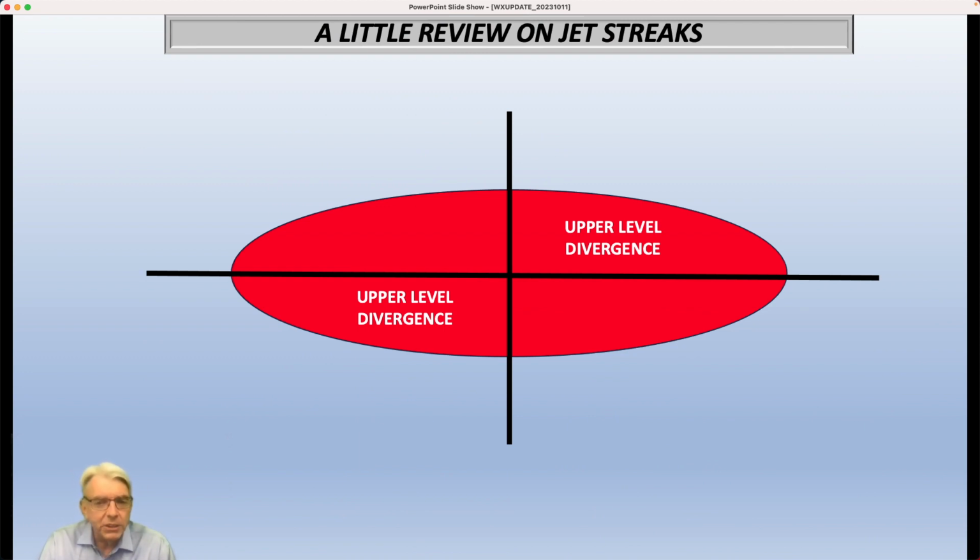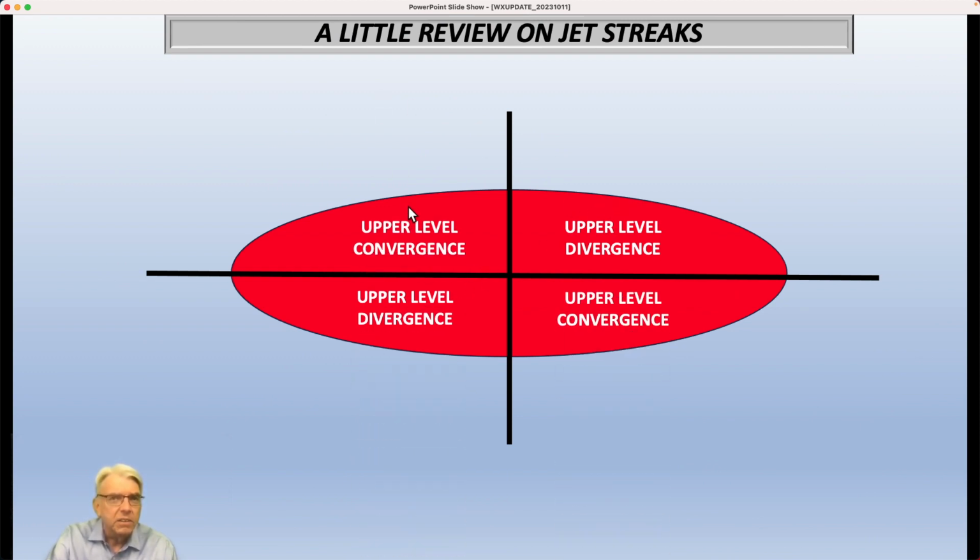But basically in the left exit region, so the wind is blowing along like this, so it's coming out of the jet streak here, so this is the left exit. This is the right entrance region. Those 2 quadrants have upper level divergence. And then the left entrance region and the right exit region have upper level convergence.